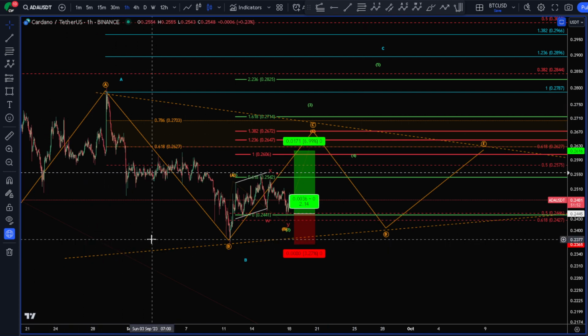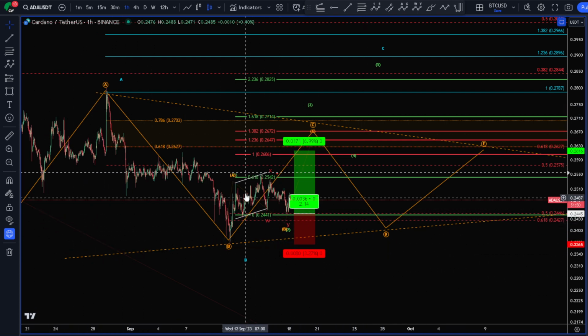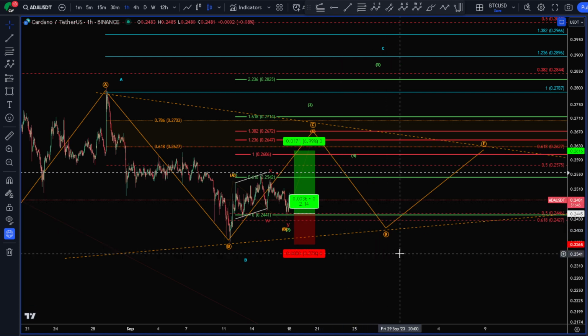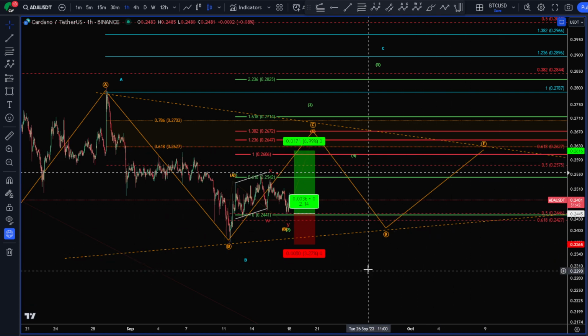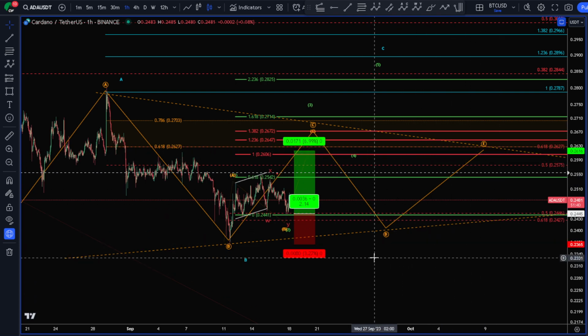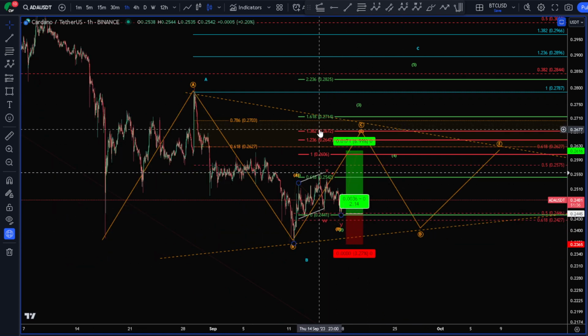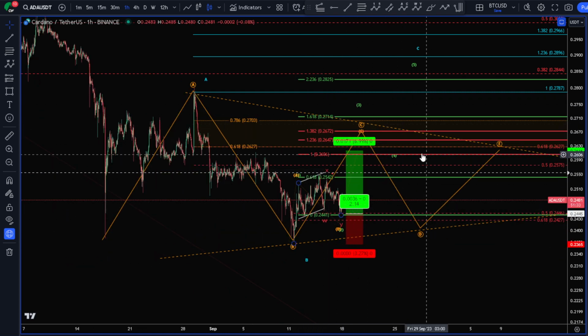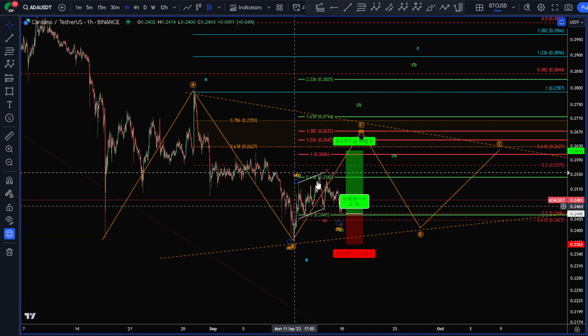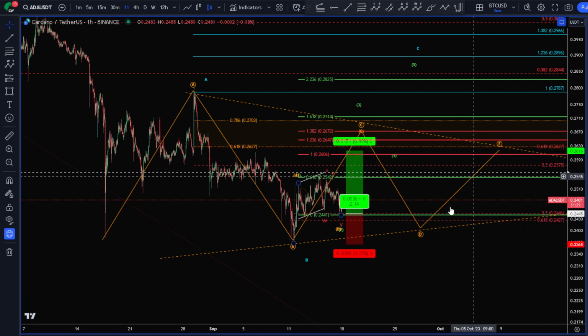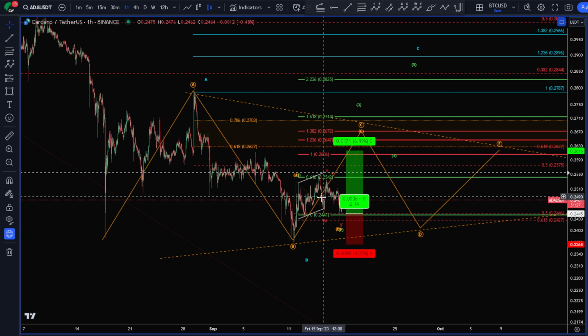We can get a flat in an A wave. We can get double zigzags in some waves. There's not really many limits to how triangles form. Even in the E wave, we can get a triangle in itself. So as long as we stick to the shape and the extension levels and our spikes like we should get, this is my bias currently just because of the fractal previously and where this current wave filled out.